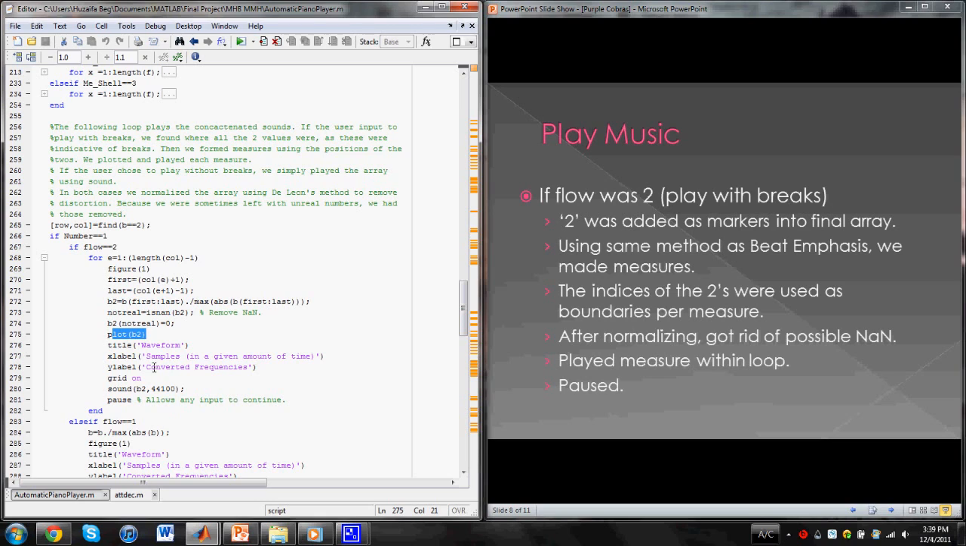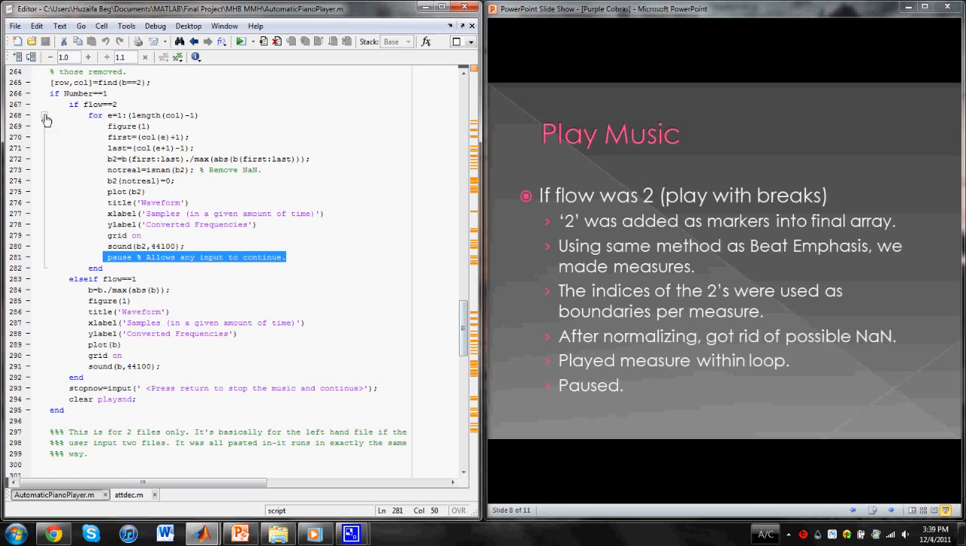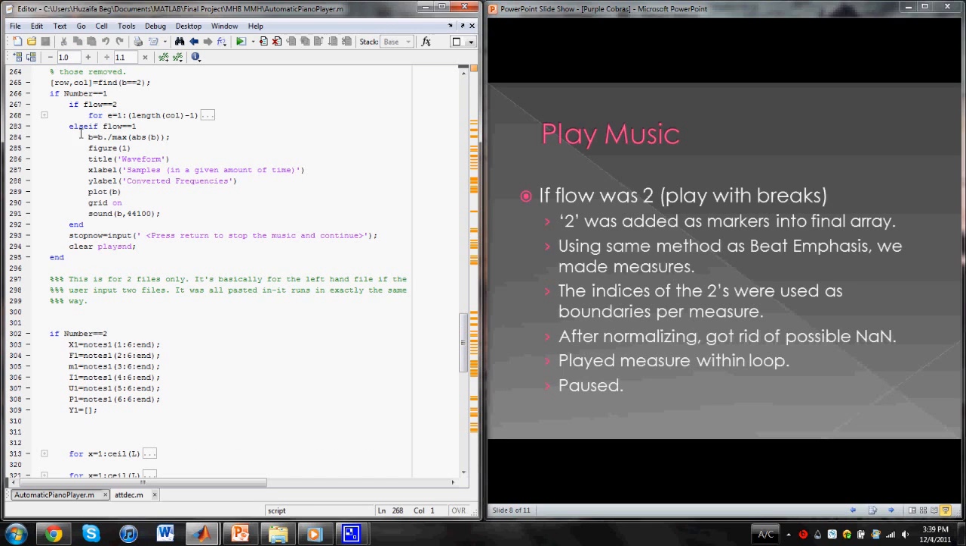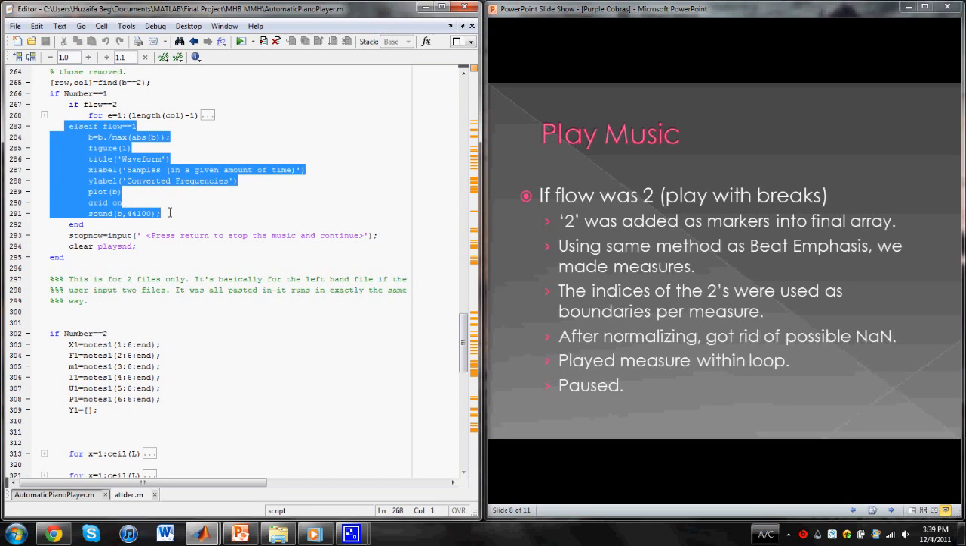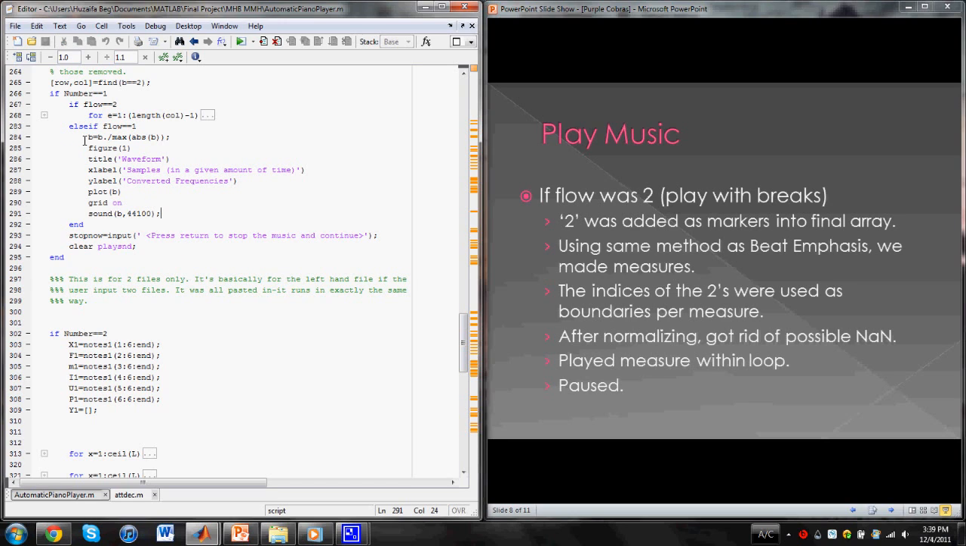And then what we did was we had a pause, so you have the chance to hear one measure at a time. When you press a key, then it would play the next measure. And if flow is equal to 1, here, if you remember, we didn't put any 2's there. We just left it the same. So it just plays continuously without you having to use the pause function. So just use display sound or whatever, and that would be the entire function at once.